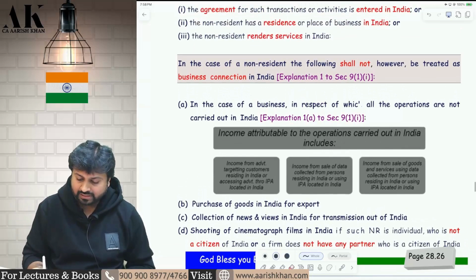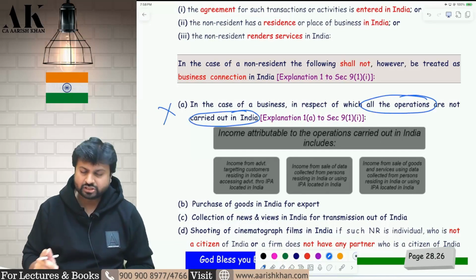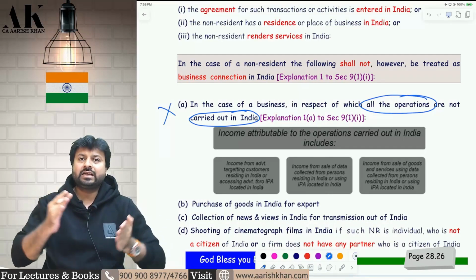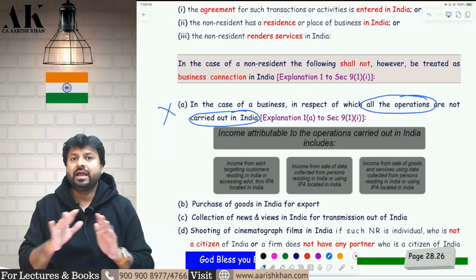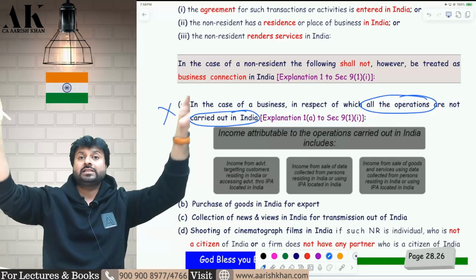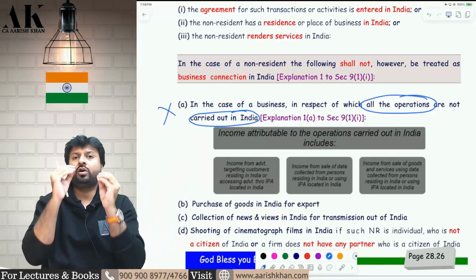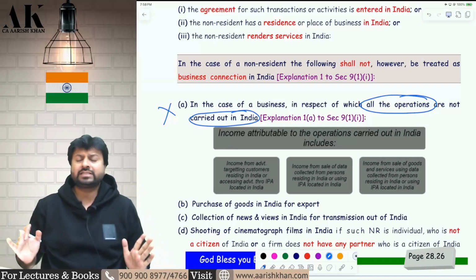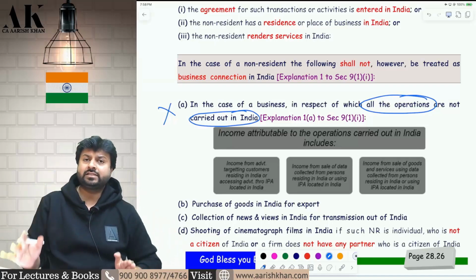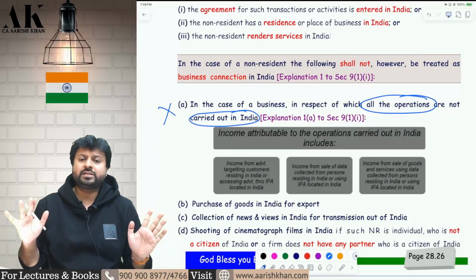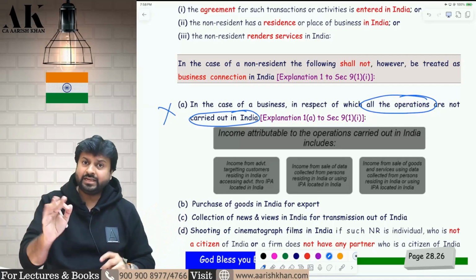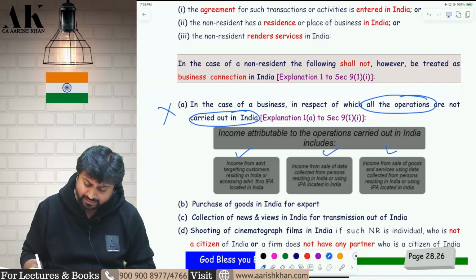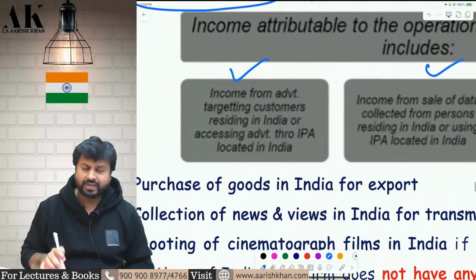If all operations of the non-resident are not carried out in India, then the business connection will be partially taxable. The business income will be partially taxable and not fully taxable. If the non-resident is not exclusively engaged in all the operations in India, then proportionate income will be taxable, full income will not be taxable. How much proportion? That is determined by DTAA. That is not mentioned under the income tax law. But there are three incomes which will always be taxable in India. These three incomes I am saying here one by one.